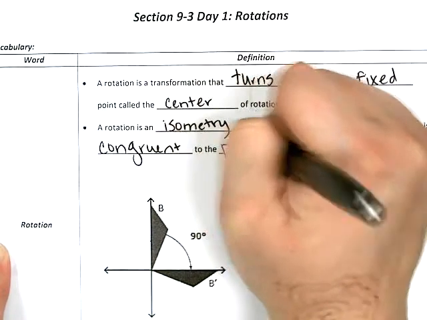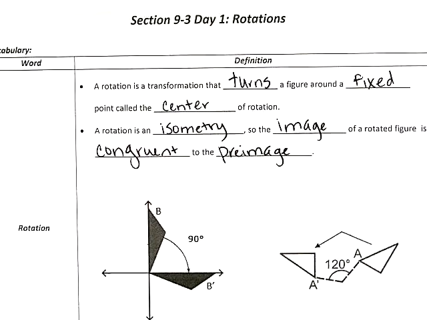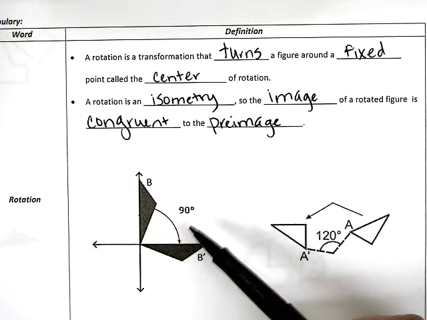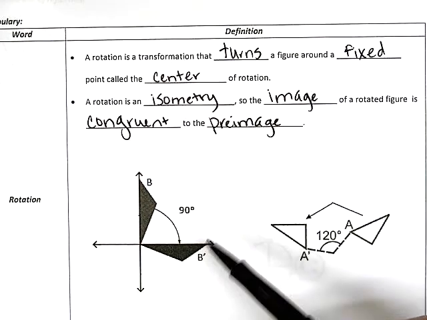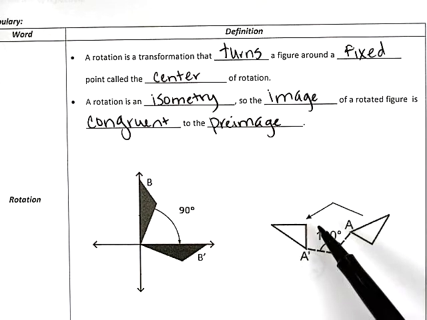Remember, we said that the other day about translations, right? Our slides, we're taking a figure and sliding it, that's a translation, and it stays exactly the same. Well, when we rotate a figure, it's staying exactly the same size and shape as well. We're just turning it. All right, so here's two examples. This one we rotated 90 degrees clockwise, and this one was rotated 120 degrees counterclockwise.